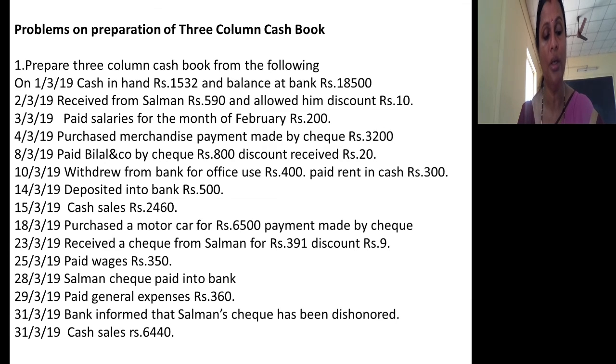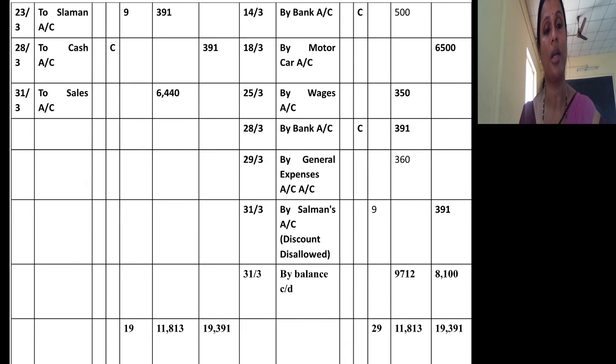So next one, cash sales rupees 6,440. Whenever there is cash sales, what's the journal entry? Cash account debtor to sales account. So cash account should be debited, sales account should be credited. So I recorded on the debit side of the cash book, in the cash column, to sales account 6,440.